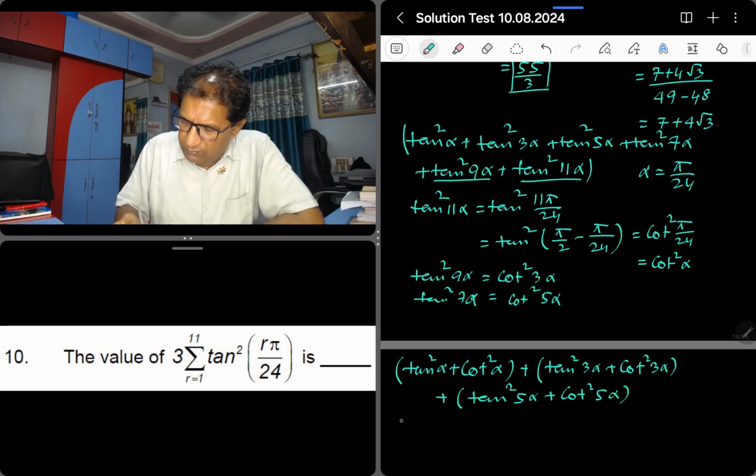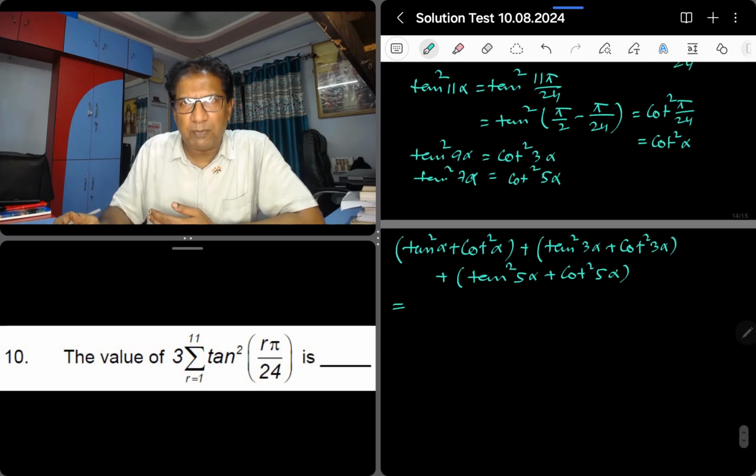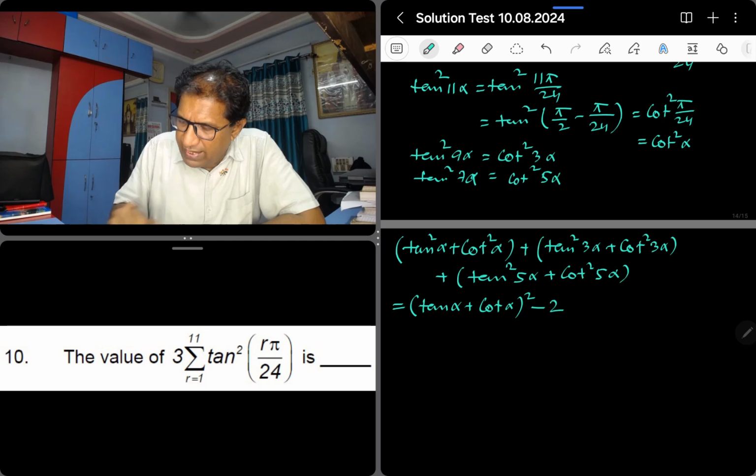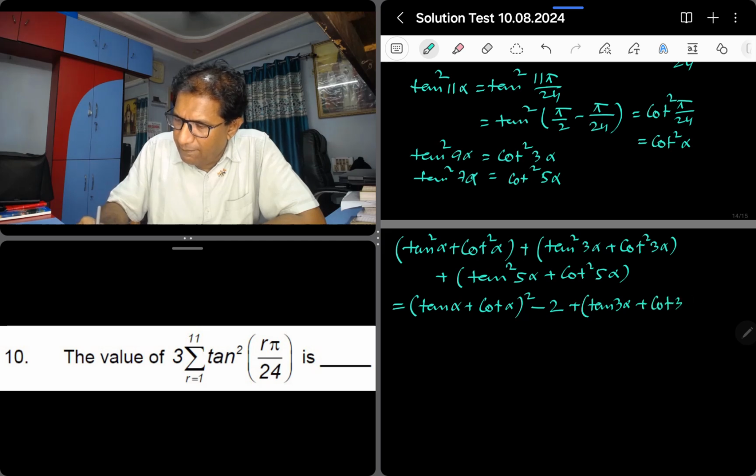So if I use the formula a squared plus b squared, we are having a plus b whole square minus 2ab. Same thing for here. Same thing for here.